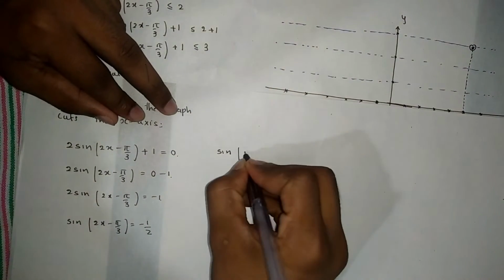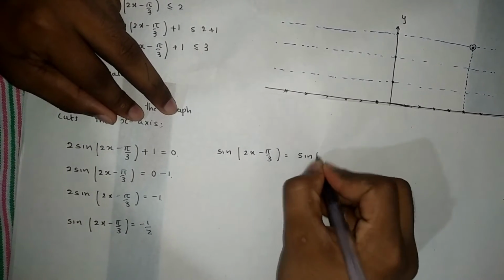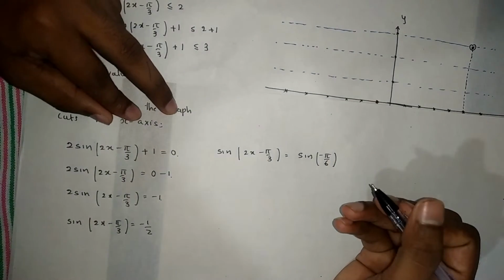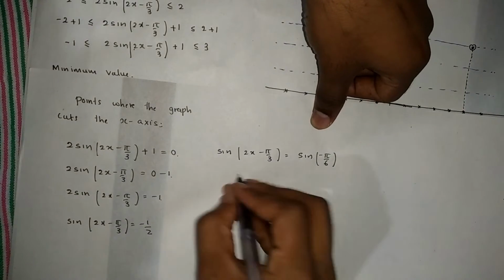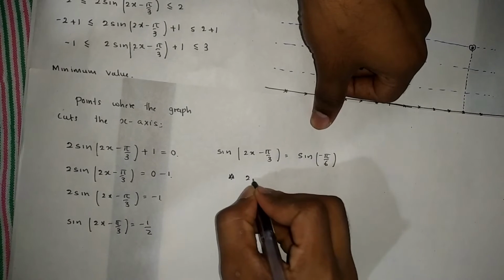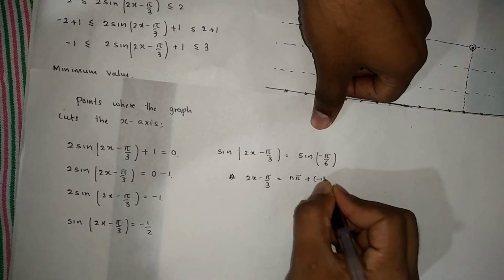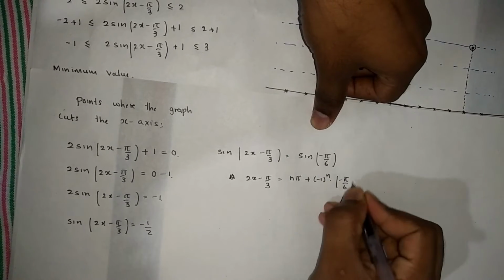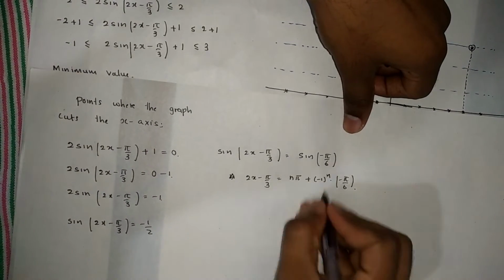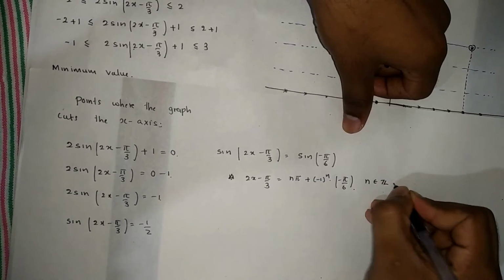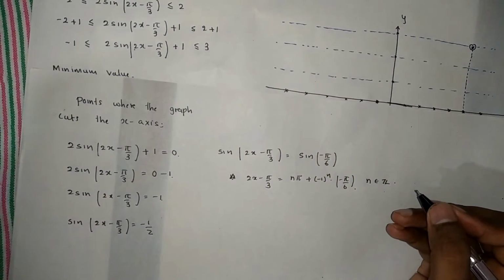Sine of 2x minus pi by 3 is equal to sine of minus pi by 6, sine 30. So now you can apply the general solution. 2x minus pi by 3 is equal to n pi plus minus 1 to the power of n times negative pi by 6. So this is the general solution, where n is an integer, so you can say n is an element of Z. For different values of n, we will be getting the solutions that x can have.